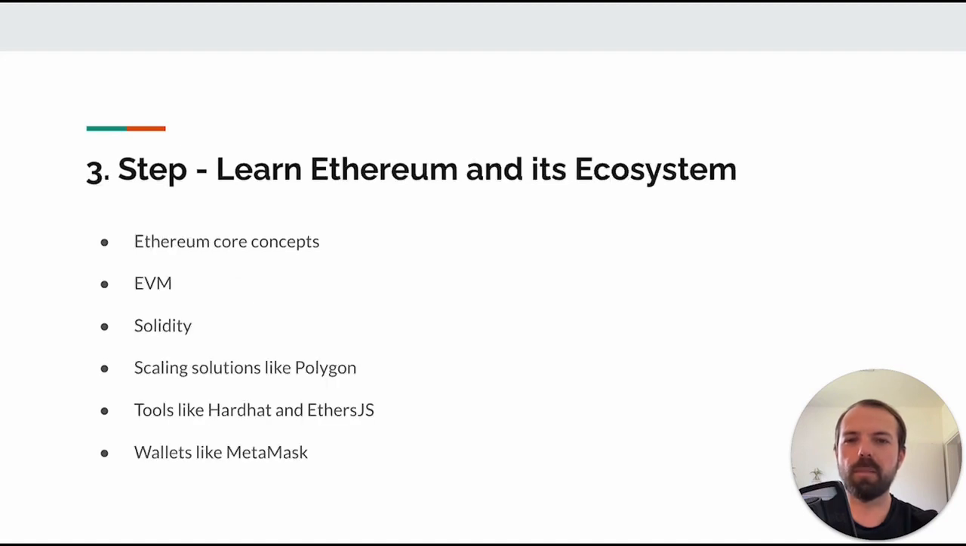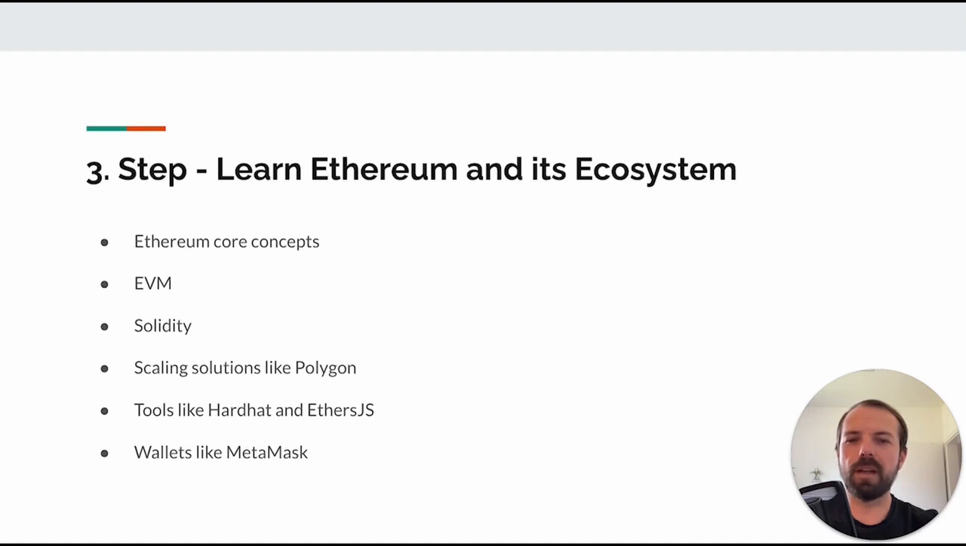the third step, which is learning Ethereum and its ecosystem. That's really my recommendation, to learn Ethereum and this ecosystem and not anything else, because it has the greatest and widest adoption and the greatest learning material and resources.